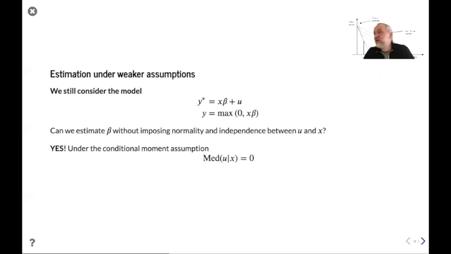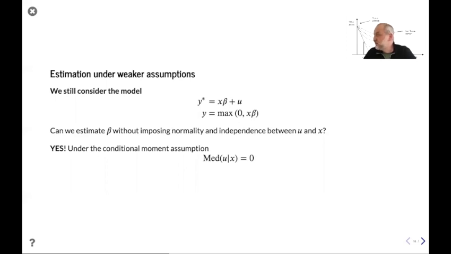Okay, turns out we don't actually need the normality assumption. It's going to give us a lot of power, but for estimating beta, in principle, we don't really need it if we have lots of data. So we're still interested in the model where we have a latent variable that is x beta plus u. We only observe y when it's non-censored, that is, whenever y star is positive. And the question is, can we estimate beta without imposing normality and independence between u and x? Just like we did before.